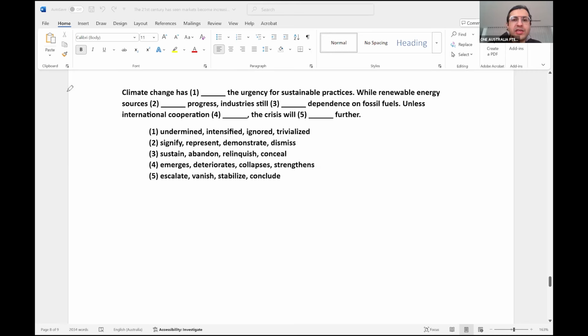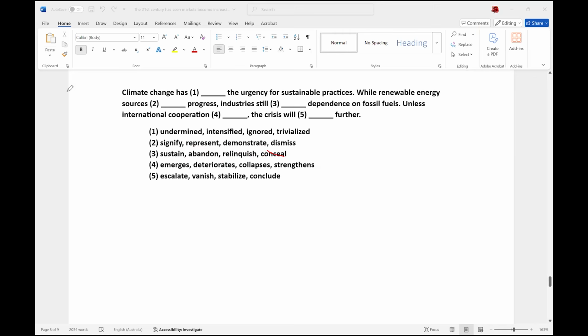And as I said, if a sentence starts with while, either there's a comparison. So in this case, industries still dash dependence on fossil fuels. It means industries are still dependent on fossil fuels. Abandoned is negative, so you don't use it. Relinquish means to give up, to let go. It is a synonym of abandon, meaning to let go or to run away from some place.